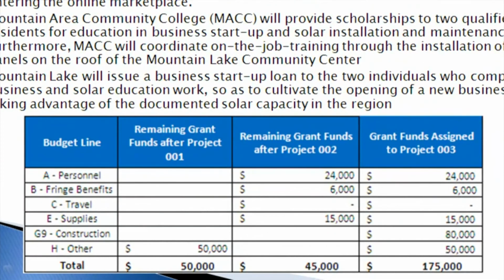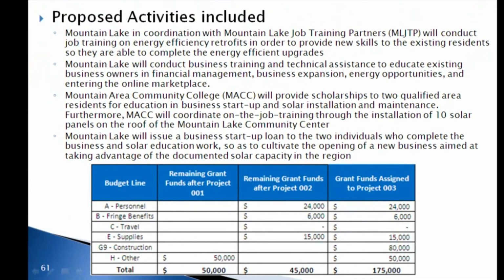Here you can see in the previous projects the money that was left over from the budget line item contributions. In Project 001 there was $50,000 left over. In Project 002 there was $45,000 left over. Then in the last column, Project 003, you can see all the line item contributions from the application budget worksheet that were used to form a total project budget of $175,000.